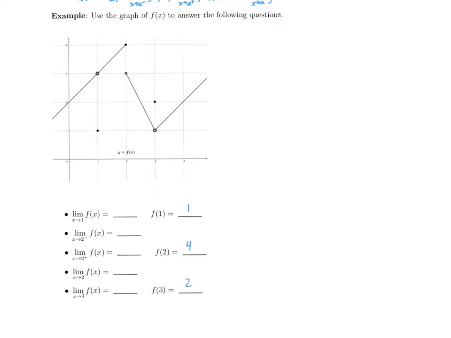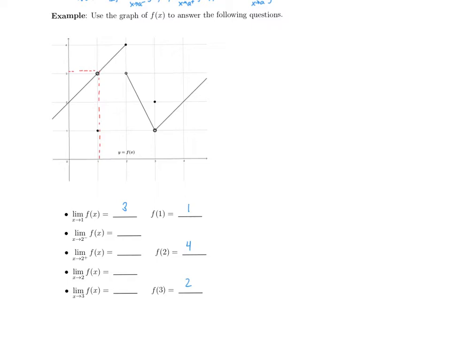And let's go ahead and look at some limits. So the limit as x approaches 1. So we think for an input of x close to 1 on either side, but not equal to 1, the outputs will be close to 3. And that's true from either side.